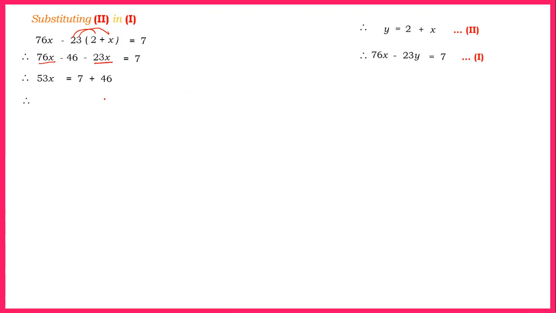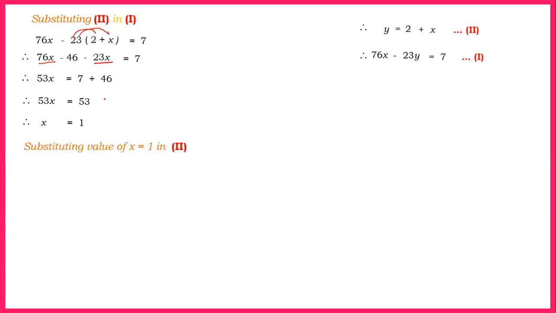So further solving, 53x as it is, 7 plus 46 will give me 53. Therefore, x will be 53 upon 53, which is 1. Now, since we have got the value of x, we also need to find the value of y to find out the 3-digit number or the original number.